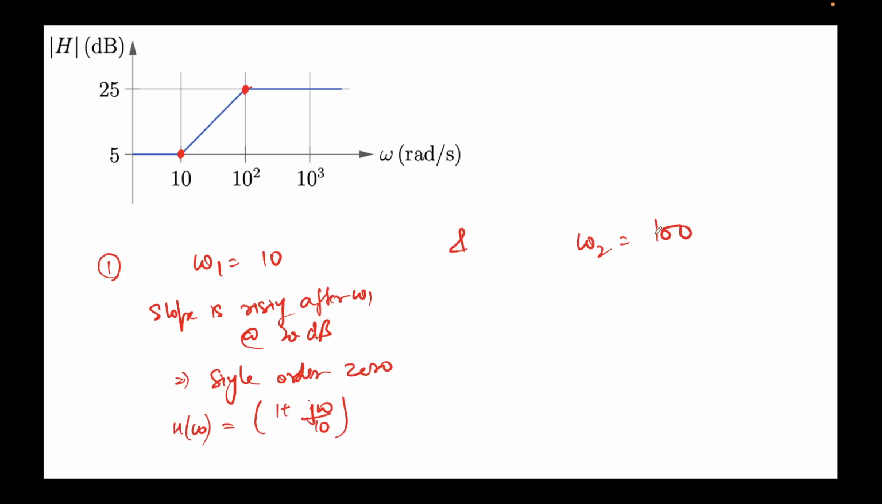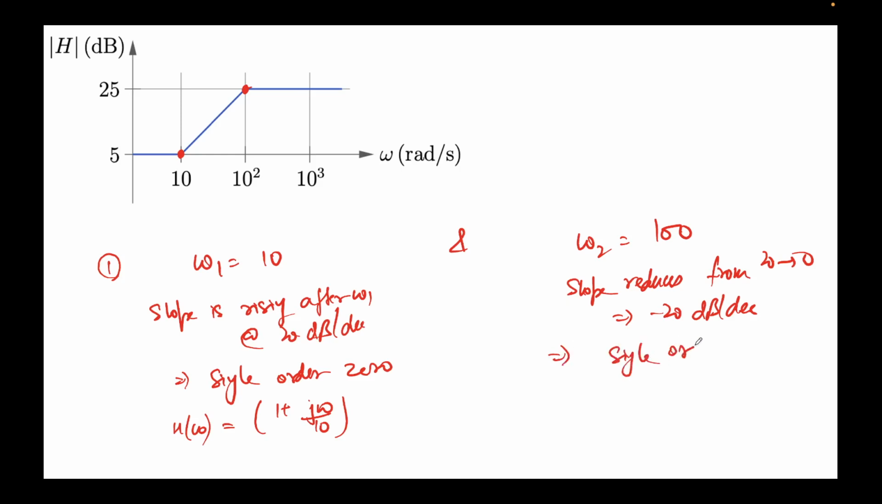At omega equal to 100, I notice that the slope has reduced. The slope reduces from 20 to 0. This would mean introduction of minus 20 dB per decade. What does this imply? This implies a single order pole. How does the form look? It will look like j omega by frequency, which is j omega by 100, plus 1.